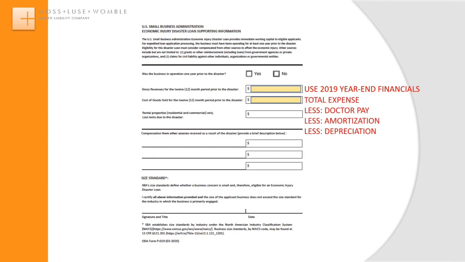Thirdly, we need to enter the cost of goods sold. Now, cost of goods sold is sort of a universal term and can mean a bunch of different things. For purposes of this particular form, we are interpreting that as the total expenses of your business for the year. So to get that number, we recommend taking total expenses and subtracting out owner pay, amortization, and depreciation. That'll give you a good estimate of what your cost of goods sold or total costs were for the year.